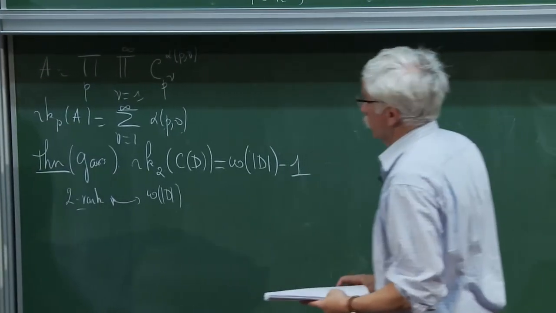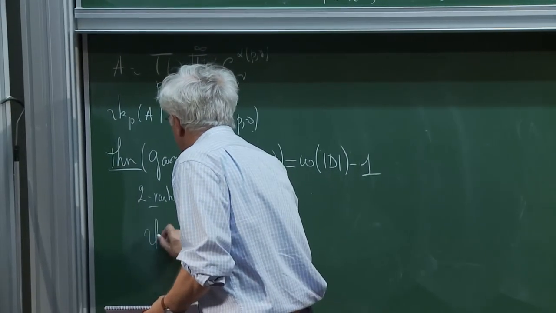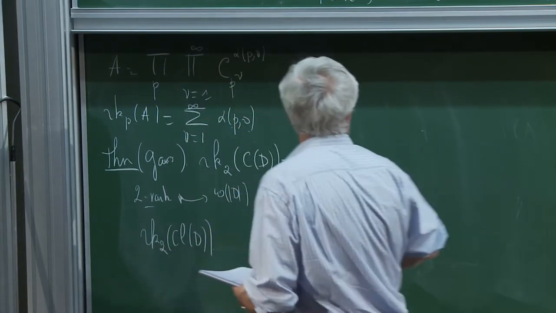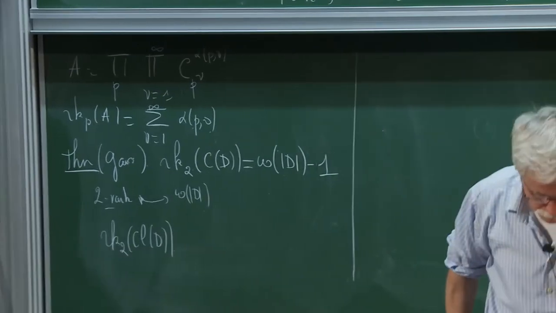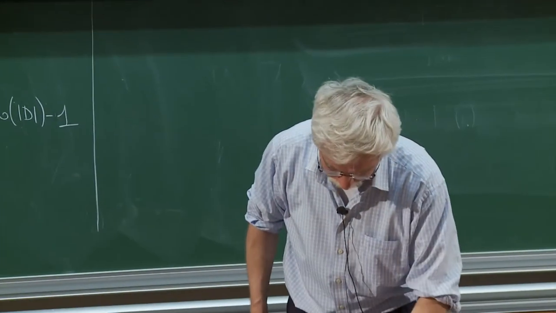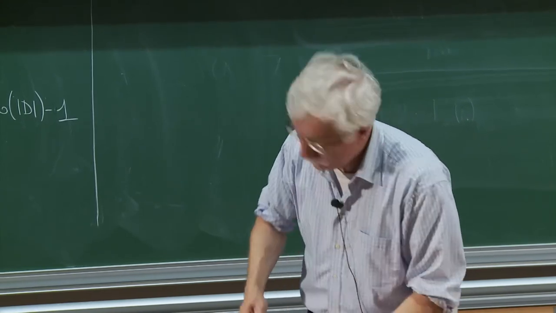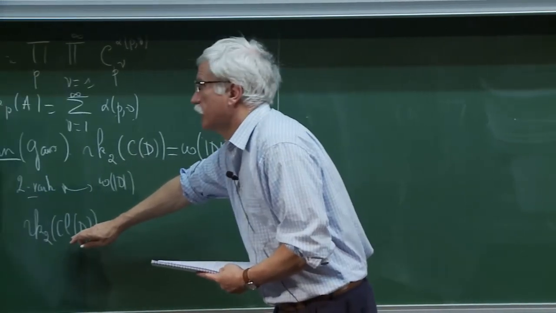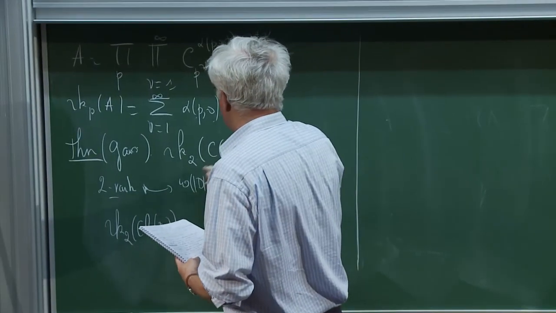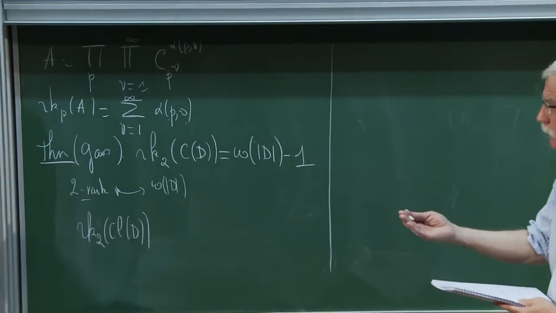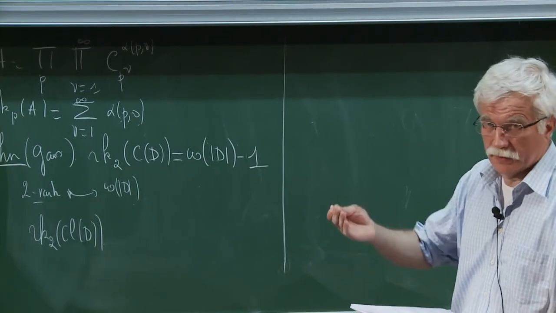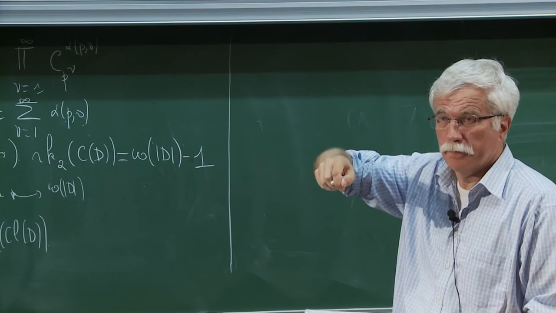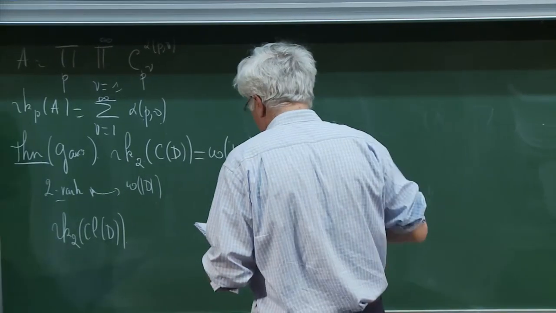Now, what about the literature? What about CL of D? What is the two-rank of CL of D? Here we have a problem in the literature because there are false proofs, but there are correct ones. I know that CL of D is a factor group of C(D) of index 1 or 2, so it affects the two-part, but it may affect the two-rank, or maybe a factor C8 may become a factor C4. Okay, this is not sufficient to guess what is the two-rank.